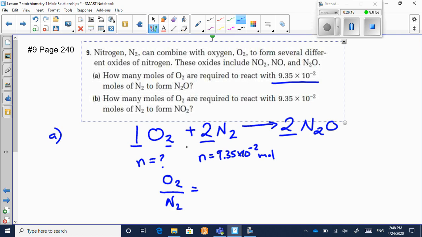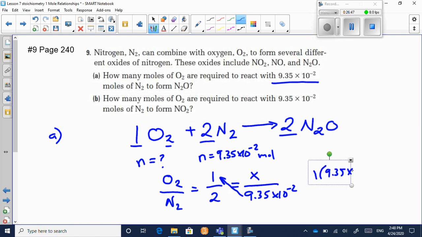I'm told nothing about the N2O. So watch, I look at the equation and it's a 1:2 ratio. Here's my unknown, it's the number of oxygens, but I've been given 9.35 times 10 to the negative 2. So I've got to cross multiply. Now, when my unknown is on the top, notice that I don't really want to bring the 2 up because that's just going to get in the way. So I'm just going to leave it. It'll be 1 times 9.35 times 10 to the negative 2 divided by 2 is x. Again, I want to emphasize the reason why I didn't cross multiply the 2 up to the x is that it was already on the right side.